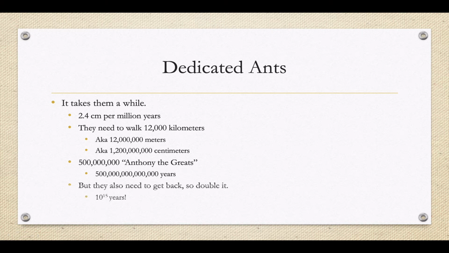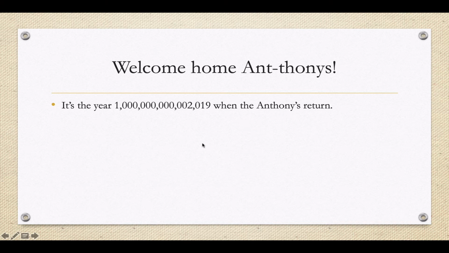But the goal wasn't just to get to Mount Everest, the goal was to come back to me. So it's going to take them that long to get back. So I need to double that amount of time. I get 10 to the 15th power years before the ants return to my office and present me with 1 grain of dirt from Mount Everest.